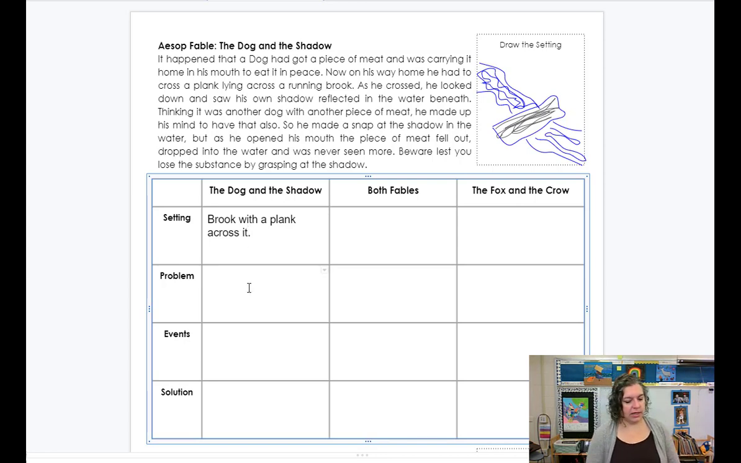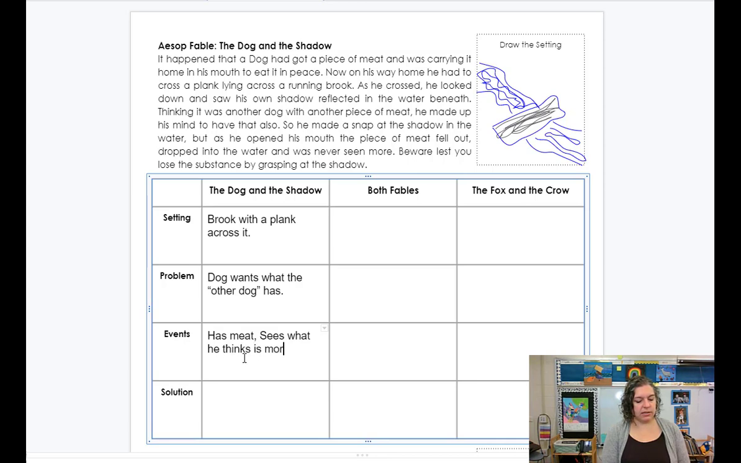The problem in the story is that the dog wants what, and I'm going to put this in quotations because it's not really there, the other dog has. He thinks the other dog has something that he wants, which is his problem in the story. So he has meat. These are really brief events. Has meat, sees what he thinks is more meat, drops his meat, trying to get it.